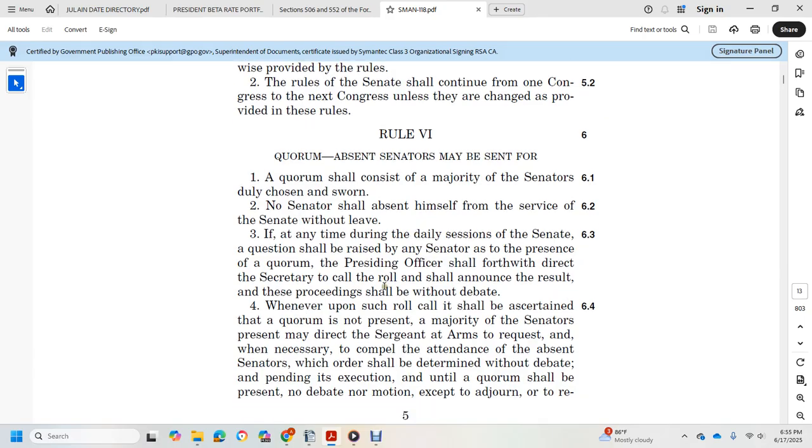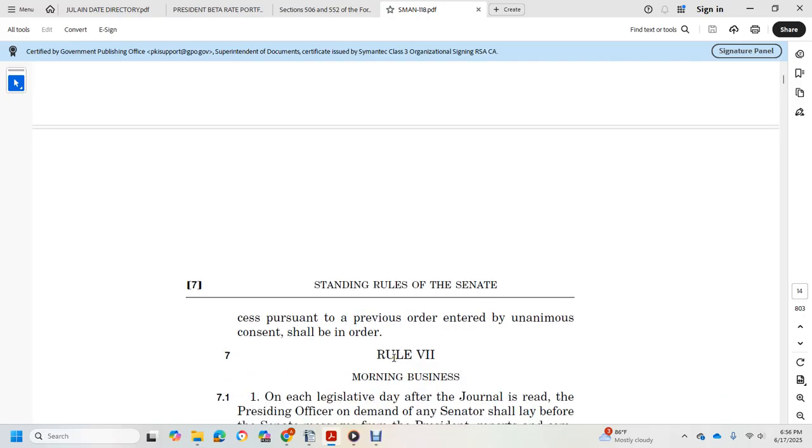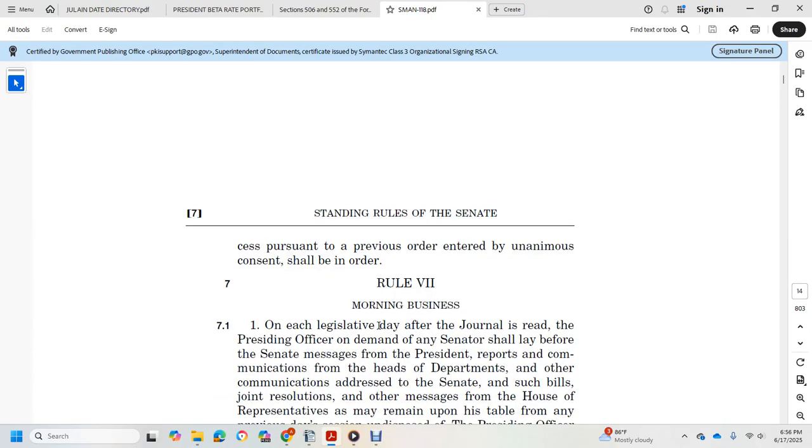Whenever upon such roll call it shall be ascertained that a quorum is not present, a majority of the senators present may direct the sergeant at arms to request, and when necessary to compel, the attendance of the absent senators, which order shall be determined without debate. Pending its execution and until a quorum shall be present, no debate nor motion except to adjourn or to recess pursuant to a previous order entered by unanimous consent shall be in order. Rule 7. Morning business.